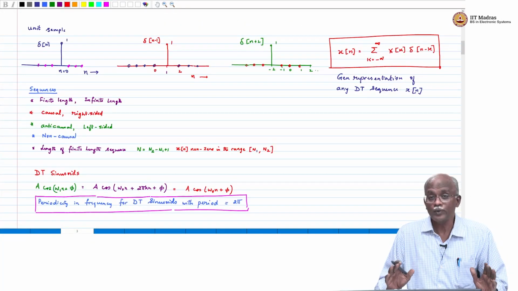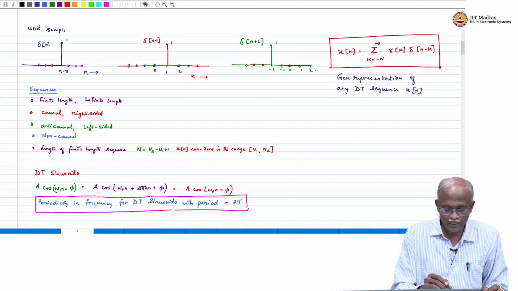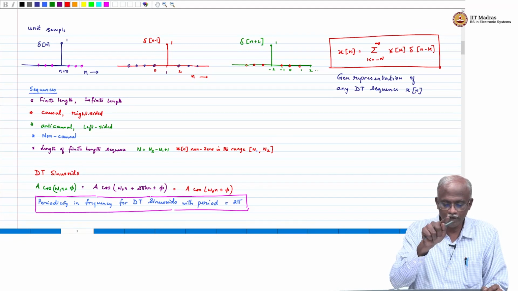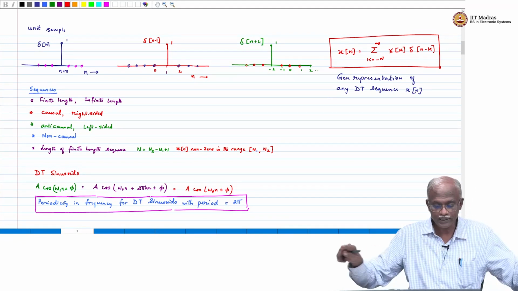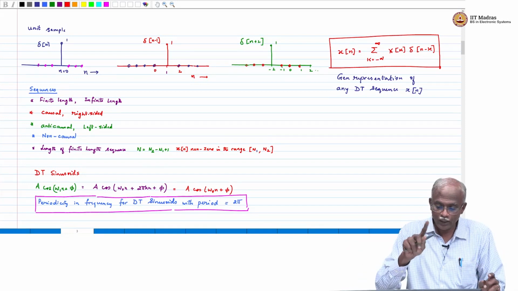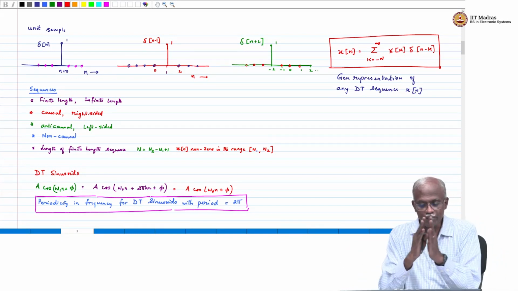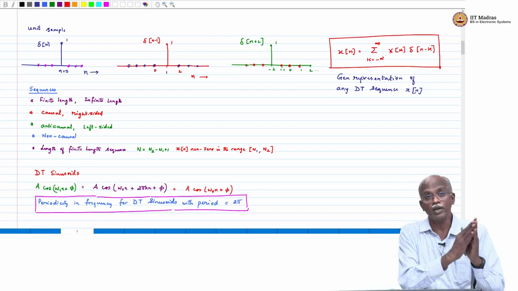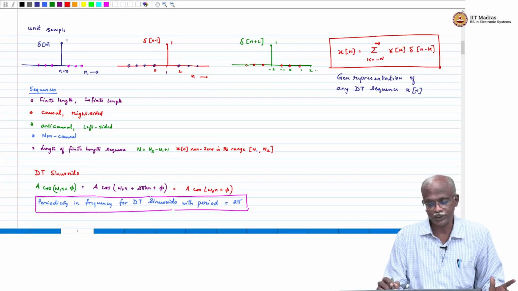So very quickly, the unit sample delta of n is a signal which has a value equal to 1 at n equal to 0, and it is 0 everywhere else. Delta of n minus 1 is delayed by 1 unit of time. Delta of n plus 2 is advanced by 2 units of time.